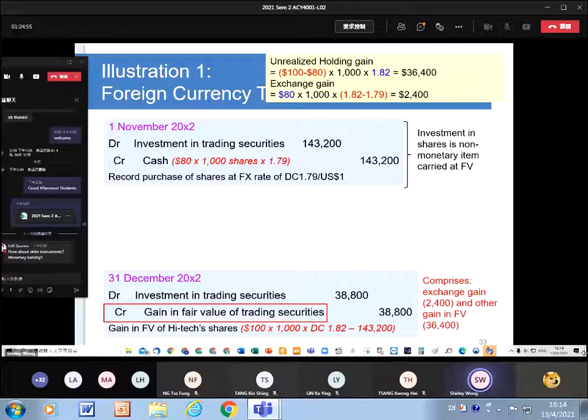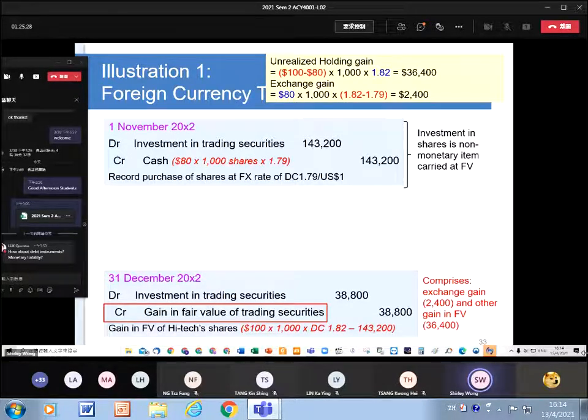How to determine these two amounts, right? If you feel that this is also important to you, you can copy it down: how to separate this 38,800 into unrealized holding gain and also exchange gain. Okay, any questions on that? So if no, let's continue, right?